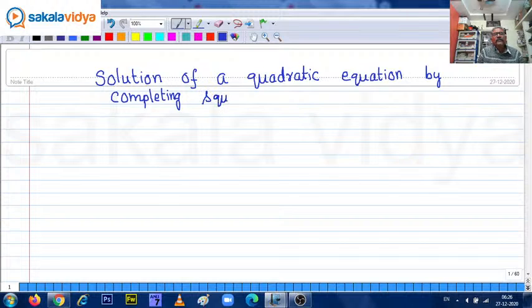In the previous method, we discussed the solution of a quadratic equation by factorization. Now we are going to discuss the solution of a quadratic equation by the completing the square method.